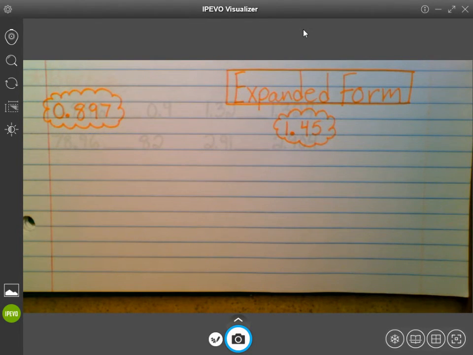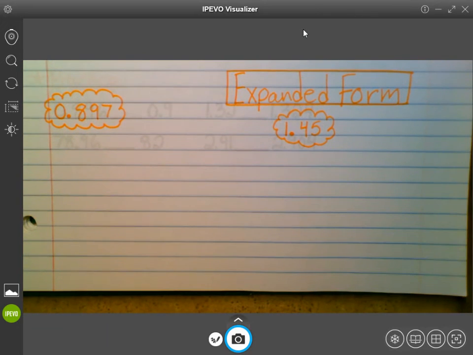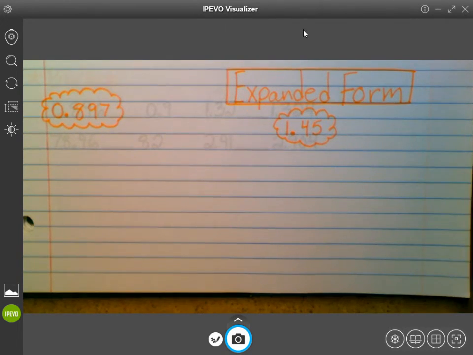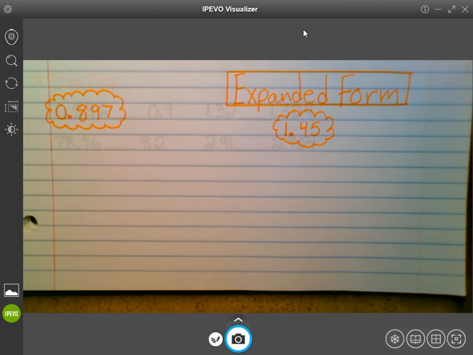I will know you are ready to move on when I see a thumbs up or I see you quietly reading. You're writing it in expanded form. So if you don't remember what expanded form is, look back a page or 2 in your notes, because we took notes about expanded form. Yep, look back a page or 2 in your notes.